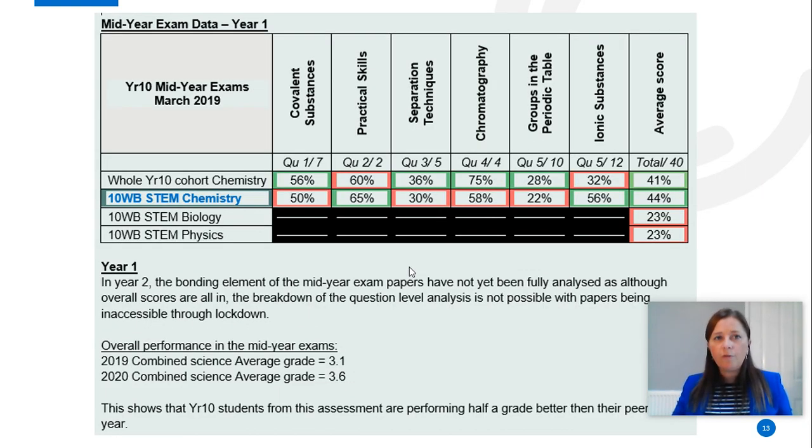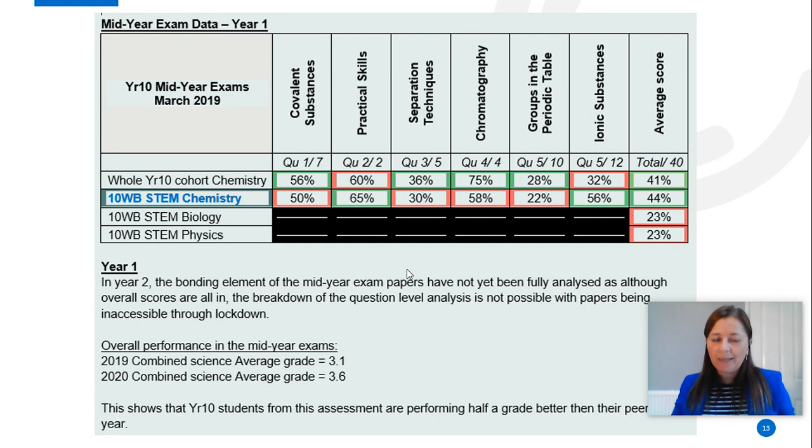In terms of the more formal mid-year exam, we see that the threshold group that I was working with, actually there is no big difference between the covalent substances questions, 50%, 56%. But when we look at the ionic substances more on the right-hand side there, we see that that threshold group that I've been working with averaged 56% compared to the whole of the year 10 cohort who averaged 32%.